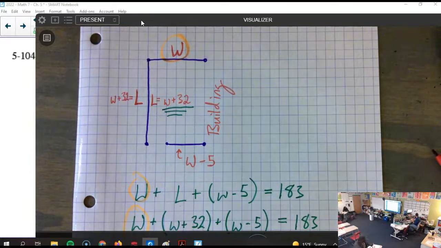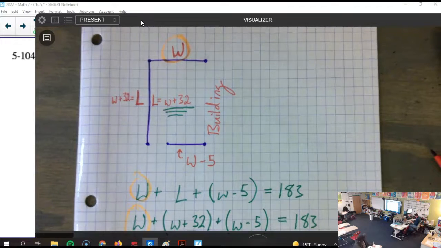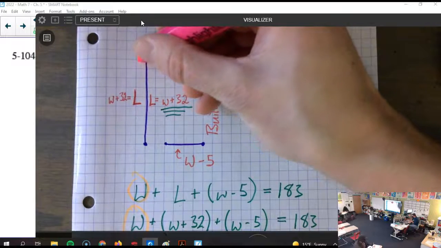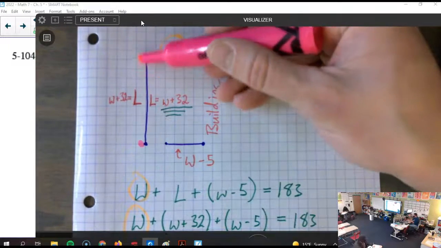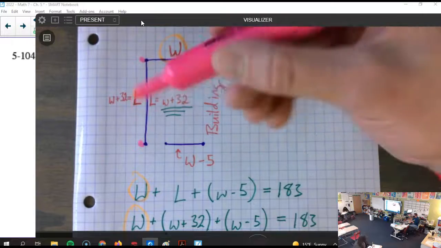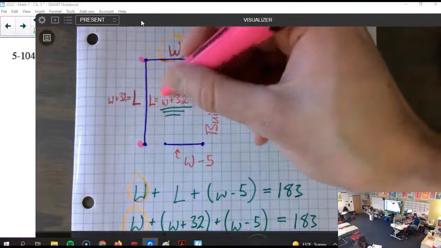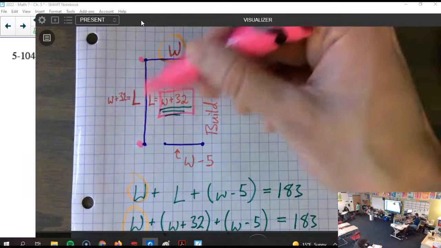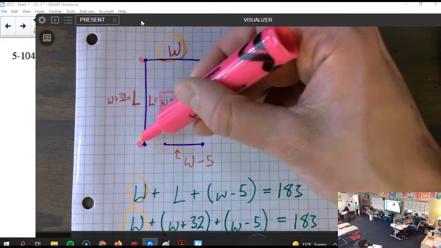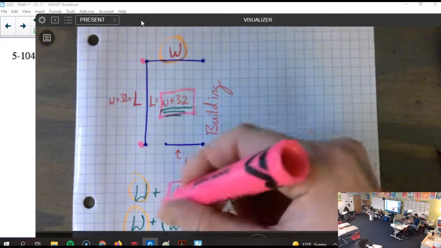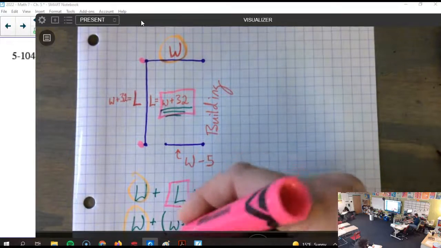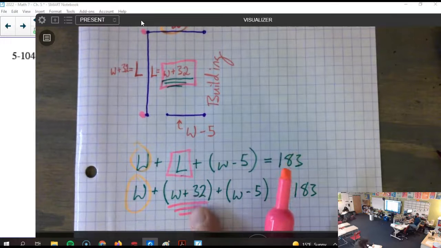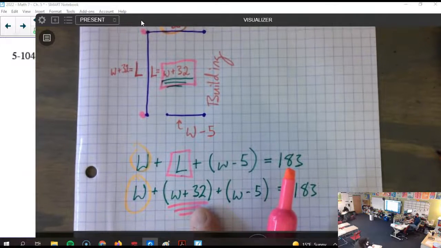What gets confusing here, it does, I promise you, this is not easy, is this length, the long side of the court, from up here to down there, they tell us is equal to the width plus 32. So they say you could take the W and put it on this side and then just add 32 more. So this length we end up writing as W plus 32. Questions on that piece of this?